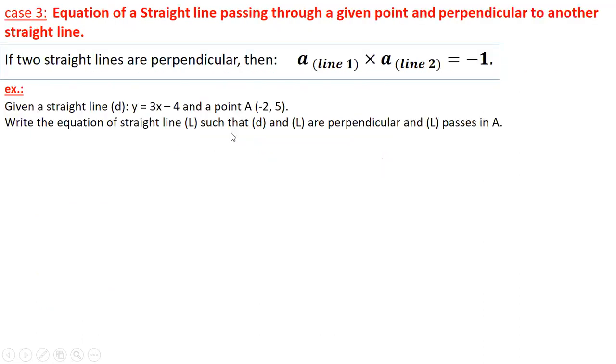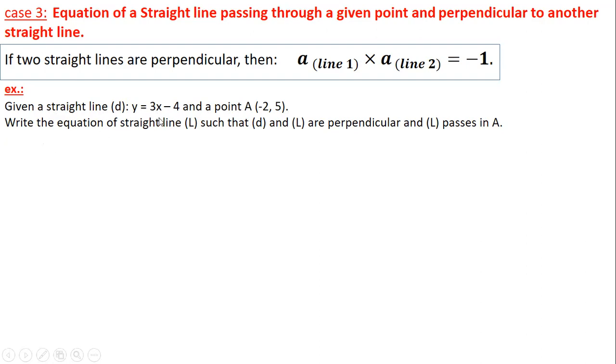The third case, the equation of a straight line passing through a given point, but perpendicular to another straight line. So here I will have two straight lines perpendicular to each other. The rule says if two straight lines are perpendicular, then the slope of the first straight line times the slope of the second straight line should be equal to minus 1. Given a straight line D, which is y equal 3x minus 4, and a point A, which is minus 2, 5. What should we do?